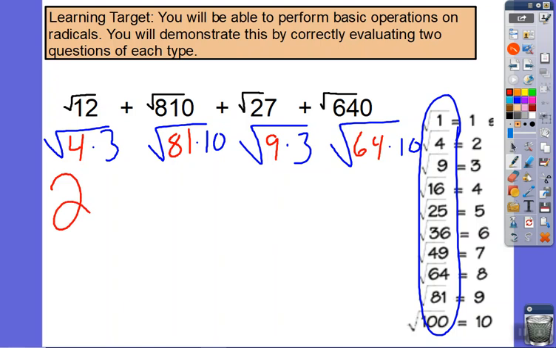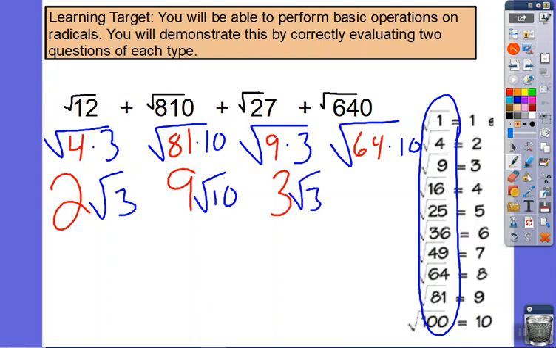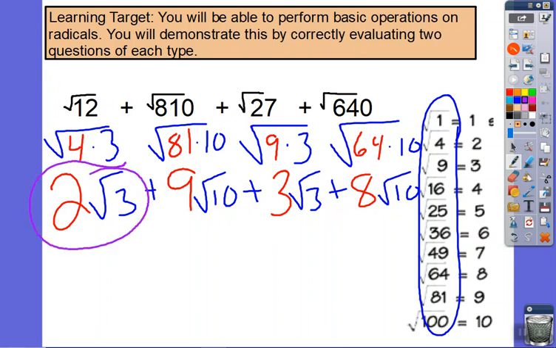What makes 4 is 2 times 2, with the 3 staying inside. What makes 81 is 9 times 9, with that 10 staying inside. What makes 9 is 3 times 3, with that extra 3 staying inside. What makes 64 is 8 times 8, with that extra 10 staying outside. And I need signs, so since they're all positive, I'm just going to use plus signs. Now I'm going to look for ones that match. So 2 radical 3 and 3 radical 3 both have that radical 3. So I'm going to add 2 of them plus 3 of them and get 5 of those same thing.